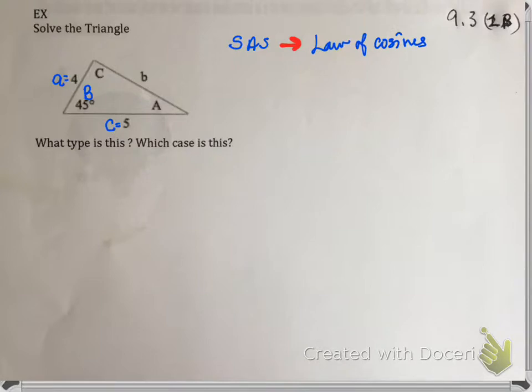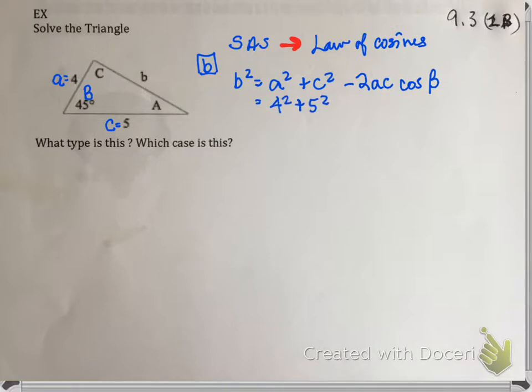So I'm actually going to go after side b first. So this is side b we're looking for. b squared equals a squared plus c squared minus 2ac cosine of angle B. All right, so we're going to plug some stuff in. So we have 4 squared plus c, which is 5 squared, minus 2 times 4 times 5, cosine of 45 degrees. And this equals b squared.